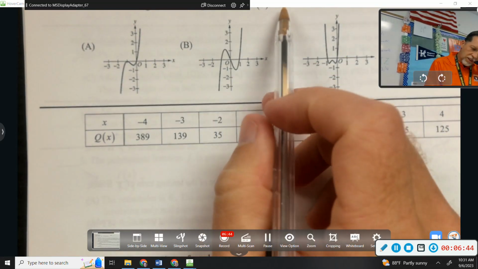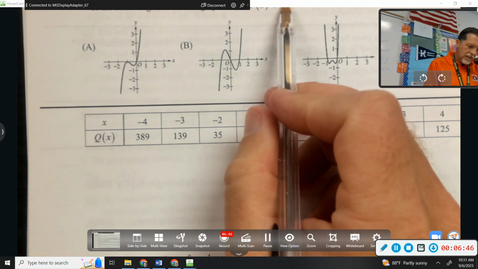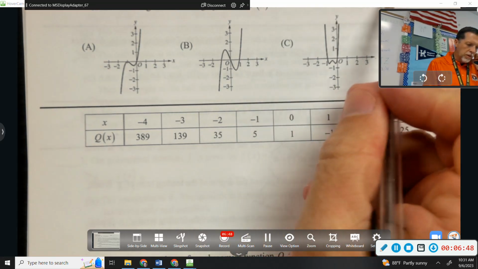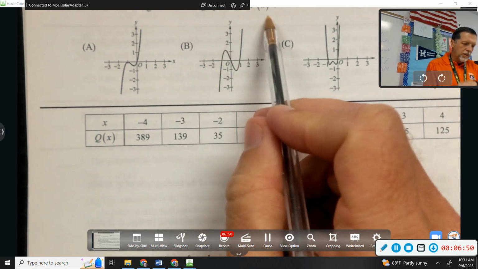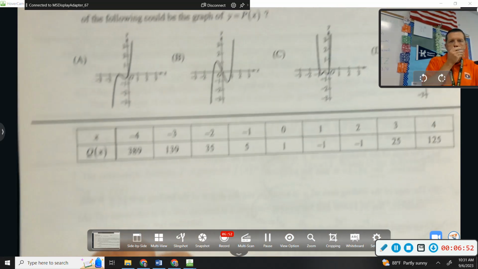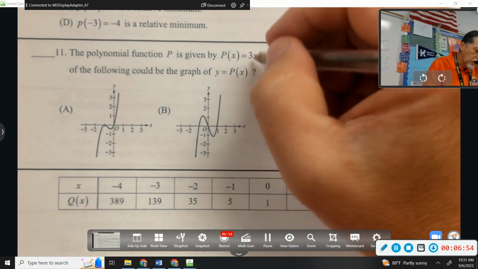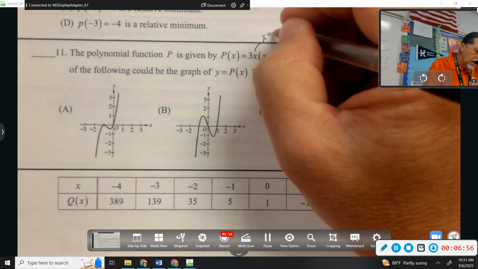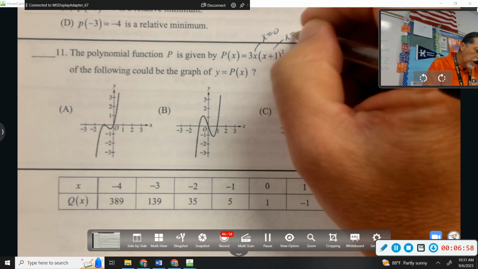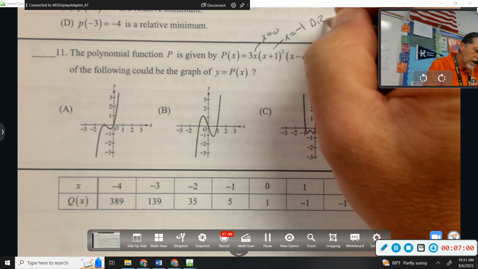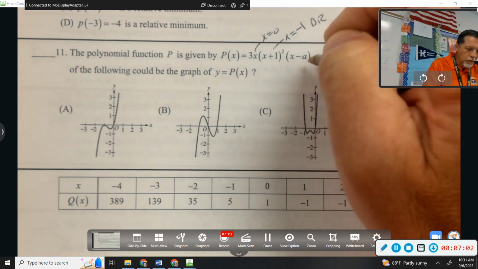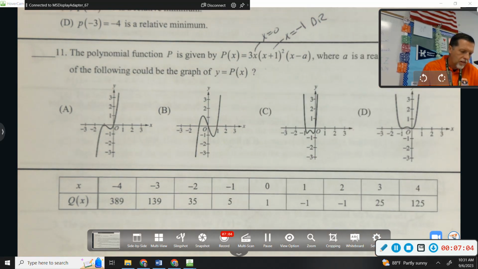A polynomial function is given by this, where A is a real number. Which of the following could be the graph? Okay, so there's a 0 at 0. There's a double root at -1. And then there's a single root at A. We don't know what A is.